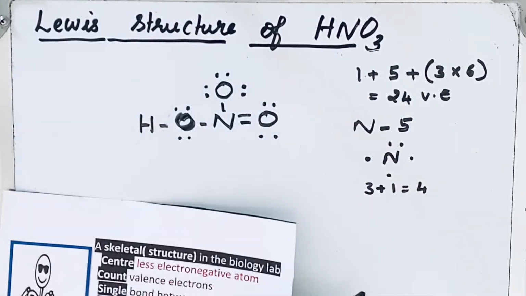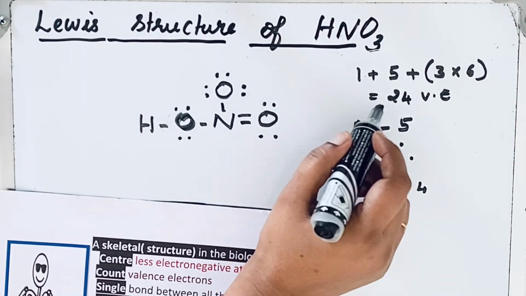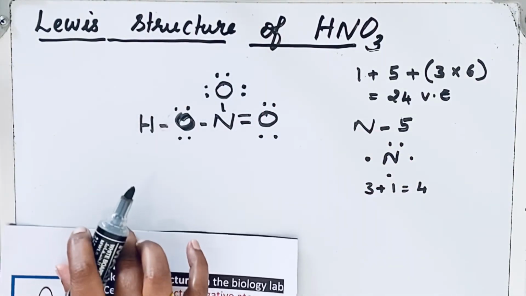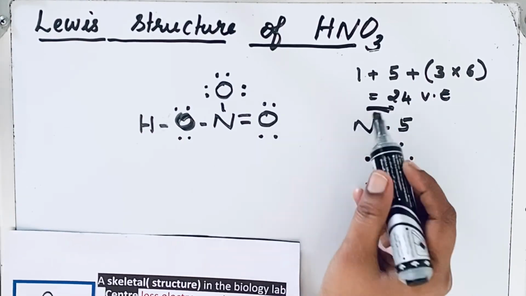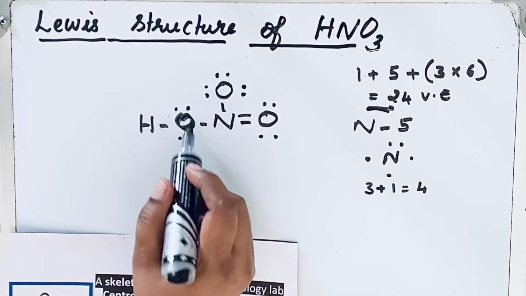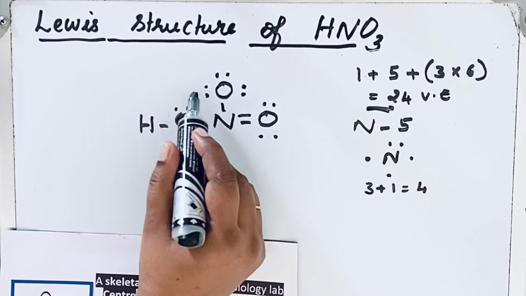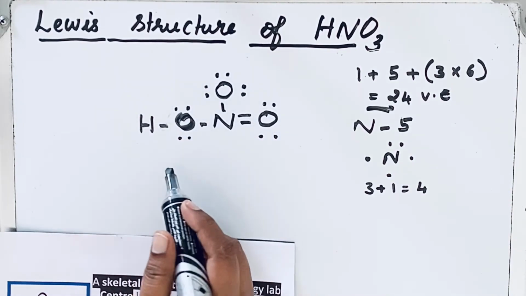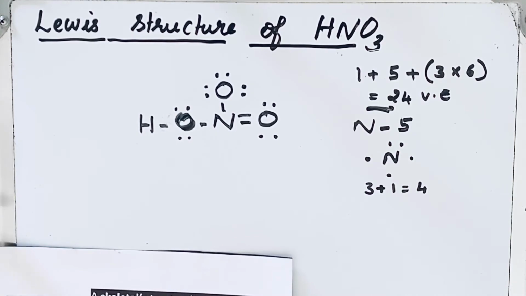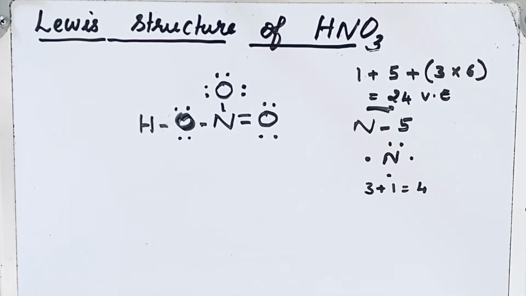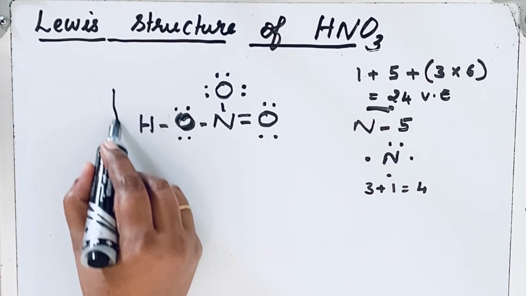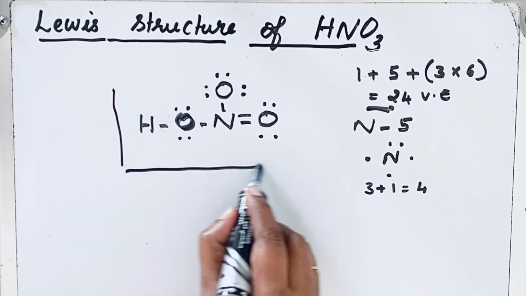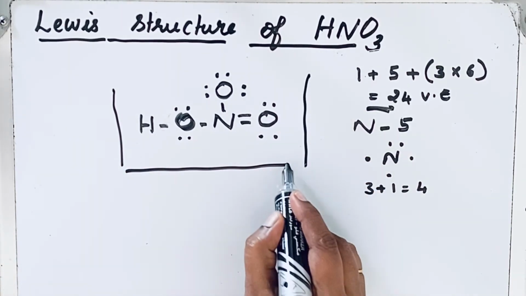So let us check whether the total valence electrons are present in this compound. The total is 24 valence electrons: 2, 4, 6, 8, 10, 12, 14, 16, 18, 20, 22, 24. So 24 valence electrons are present. So this Lewis structure for HNO3 is absolutely right.